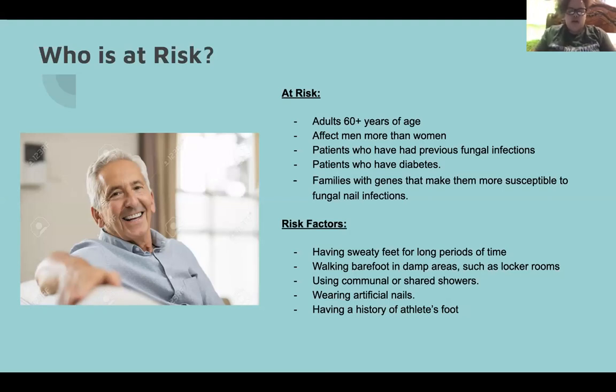Risk factors for getting onychomycosis include having sweaty feet for long periods of time, walking barefoot in damp areas such as locker rooms or pool areas, using communal or shared showers, wearing artificial nails, and having a history of athlete's foot or previous fungal infections.